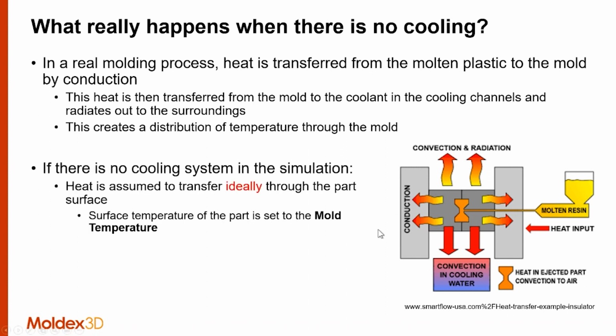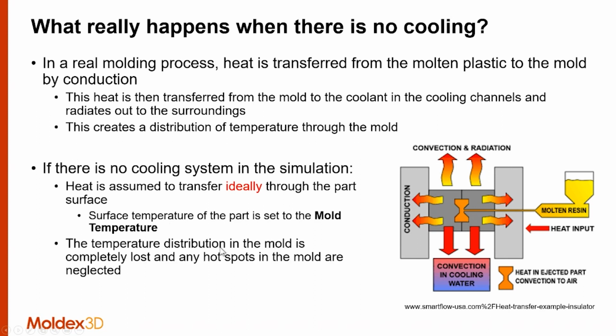This creates a distribution of temperature throughout the mold. If there's no cooling in the simulation, heat is assumed to transfer ideally through the part surface, and the surface temperature is set to the mold temperature. So in this situation, there are no cooling channels. If we set our ideal mold temperature to, let's say, 80 degrees, instead of the 80 degrees being applied to our mold, the 80 degrees is applied directly to the surface of our part, which you might already identify as maybe a problem, and it certainly is.